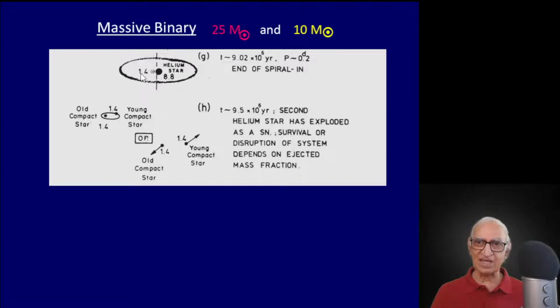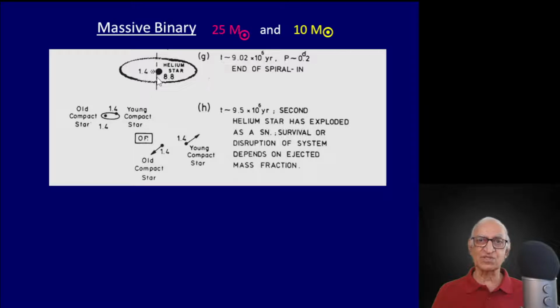So with the end result, you will end up with a neutron star whose companion is now an 8.8 solar mass helium star. Now that helium star will also evolve very, very rapidly, explode as a supernova and leave behind a neutron star. So you will have a second neutron star in the system. The first born neutron star was the remnant of the first supernova explosion. The second born neutron star is the remnant of the second supernova explosion.